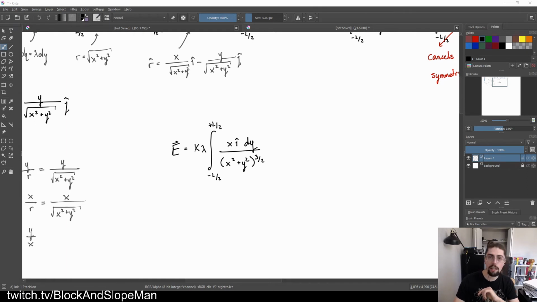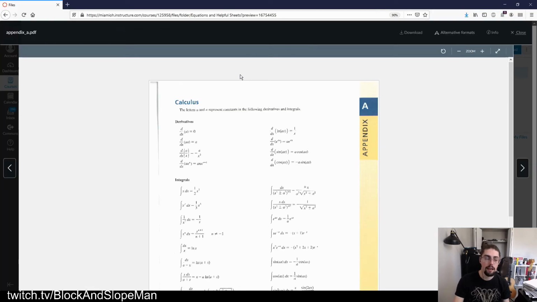I'm going to behave like an engineer for just a little while and pull up an integral table, right? And here I am poking fun at engineers a little bit, but it's out of love, I promise. What I can do here is, you might have noticed, you might have looked at this from the very beginning, but in the book, Appendix A is a tiny little integral table for us to use. I have a scanned version of this uploaded to Canvas under the files. I've recently renamed the folder to Equations and Helpful Sheets.